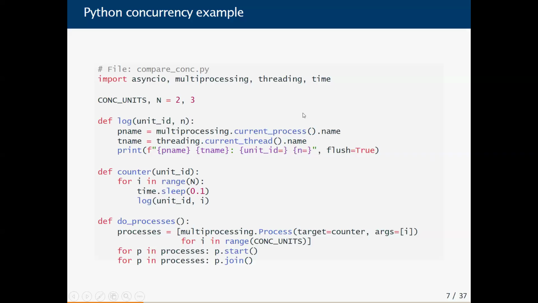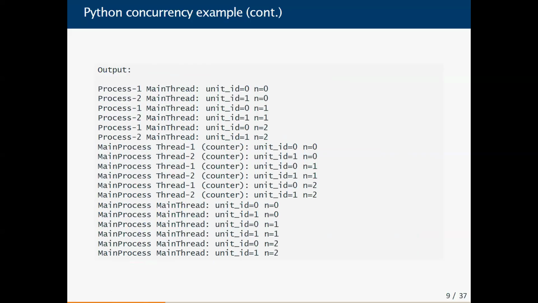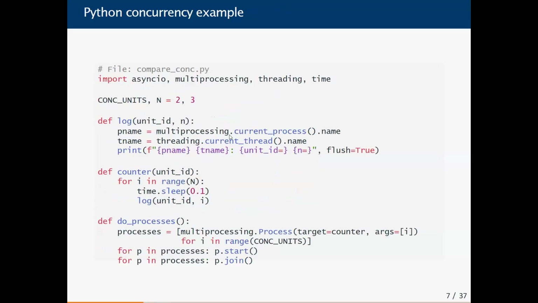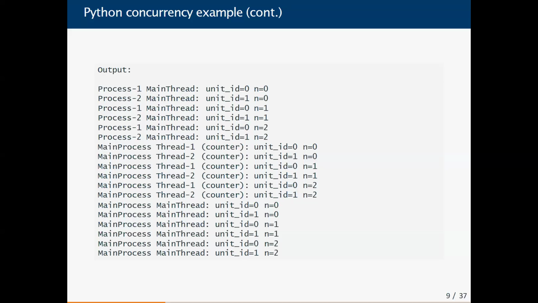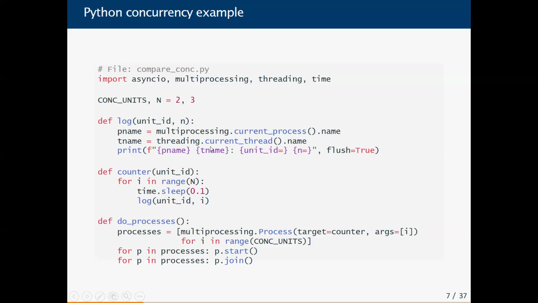Here is an example where we are going to compare the three kinds of concurrency solutions. We have a function used to log the concurrent unit and the number of the task it is doing. Here n is the number of concurrent units. In this example, for each solution we are going to have two concurrent units, and we are going to run the tasks three times.